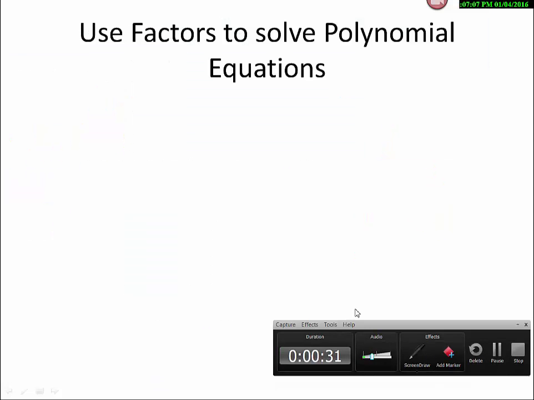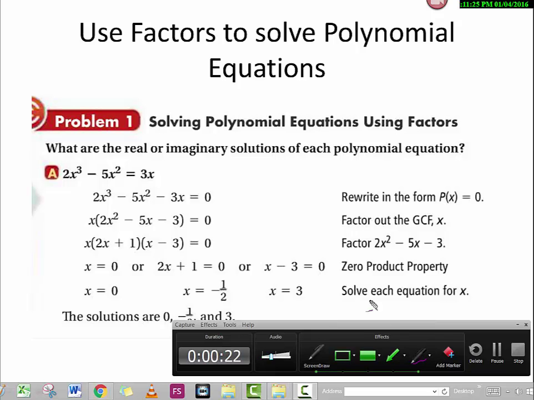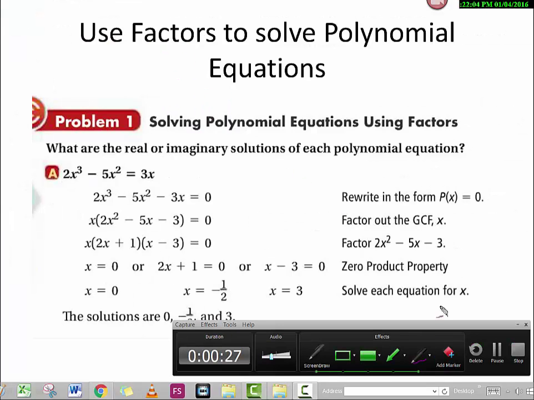Now let's look into more details of how to solve polynomial equations by factoring. So here's the problem. Before you solve it, please make sure you read the question carefully, because they are asking you to find two things: the real solutions, which are real numbers, or imaginary solutions. So when you solve a polynomial equation, you may have the chance to come up with some imaginary solutions like i plus 1. So be careful. In this problem, you have a cubic equation because of the power 3 right here.